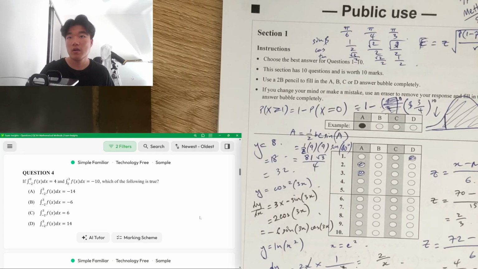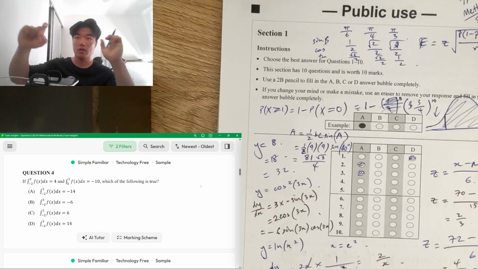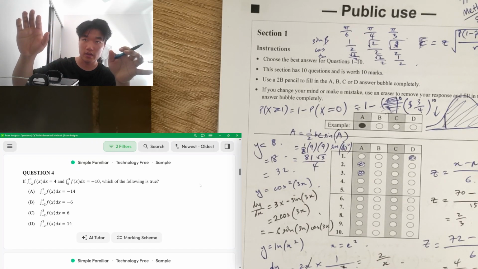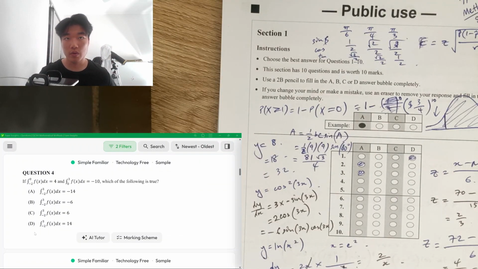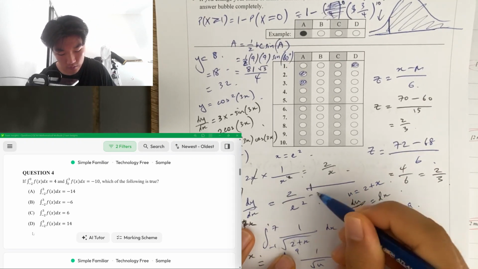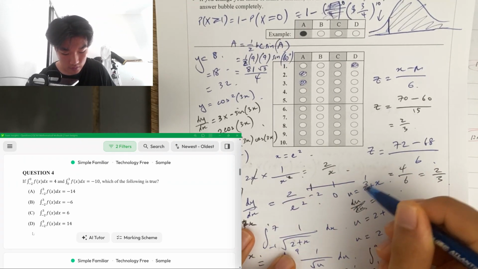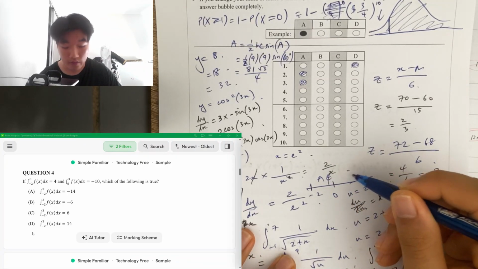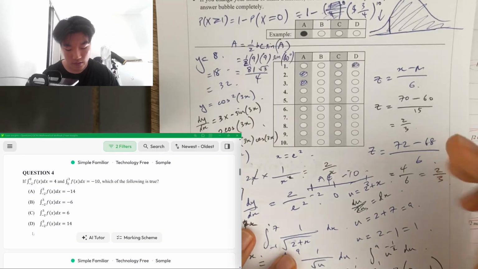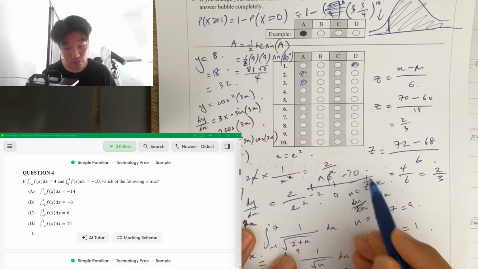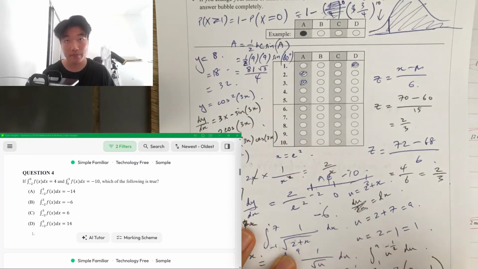Okay, question 4, which of the following is true? We're given that the integral of f of x from negative 2 to 0 is 4, and from 0 to 3 is negative 10. So if we were to draw that, we don't know the function of f of x, but it's from negative 2 to 0 to 3, right? The area in here is 4. The area between 0 and 3 is negative 10. Because of that, when we go from negative 2 to 3, we're just adding these, so it's negative 6.